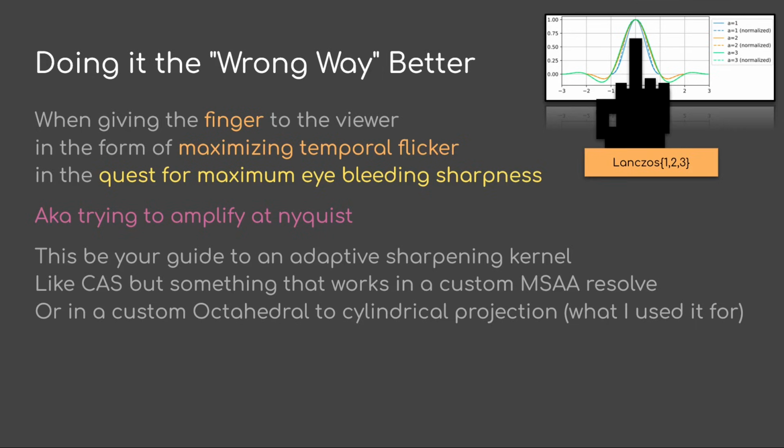This talk is going to be a talk about doing it the wrong way, but better. When you're giving the finger to the viewer in the form of maximizing temporal flicker in the quest for maximum eye-bleeding sharpness, i.e. trying to amplify a Nyquist, this will be a guide on an adaptive sharpening kernel that you can use that functions like CAS, but provides something that works in a custom MSA resolve, or for instance in the custom octahedral to cylindrical projection, which is what I used it for.